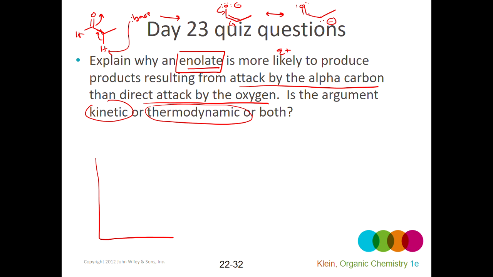But it doesn't, because it's in resonance. So we know neither resonance contributor exists. What exists is the resonance hybrid. And the resonance hybrid is one structure with one energy. So if we've already formed the enolate, whatever the energy of the enolate is, it's at some energy value. I can't say that the carbon is higher in energy and then the oxygen is lower in energy, because neither exists. What exists is the hybrid, and the hybrid has some energy value associated with it.